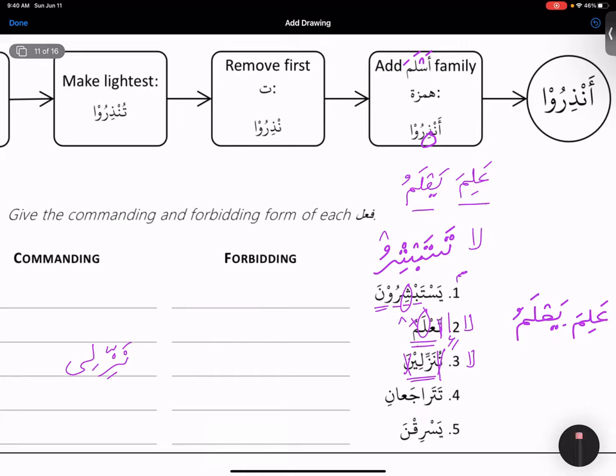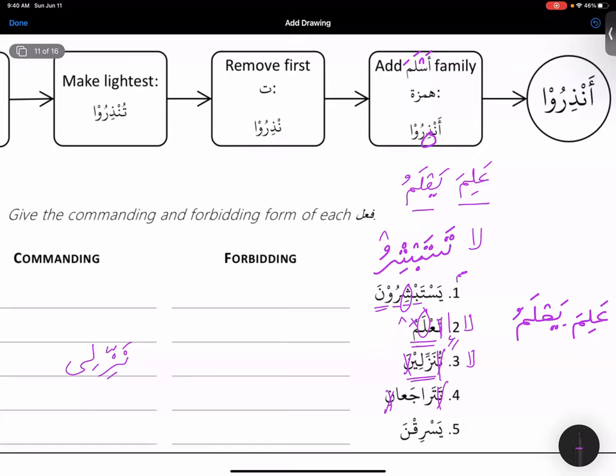So now forbidding would be la tataraja. Yes, la tataraja. And command would be taraja. Exactly. So when we drop this ta, the word is still readable. So taraja. Why are we not adding alif, Hamza I mean, in there? You tell me.